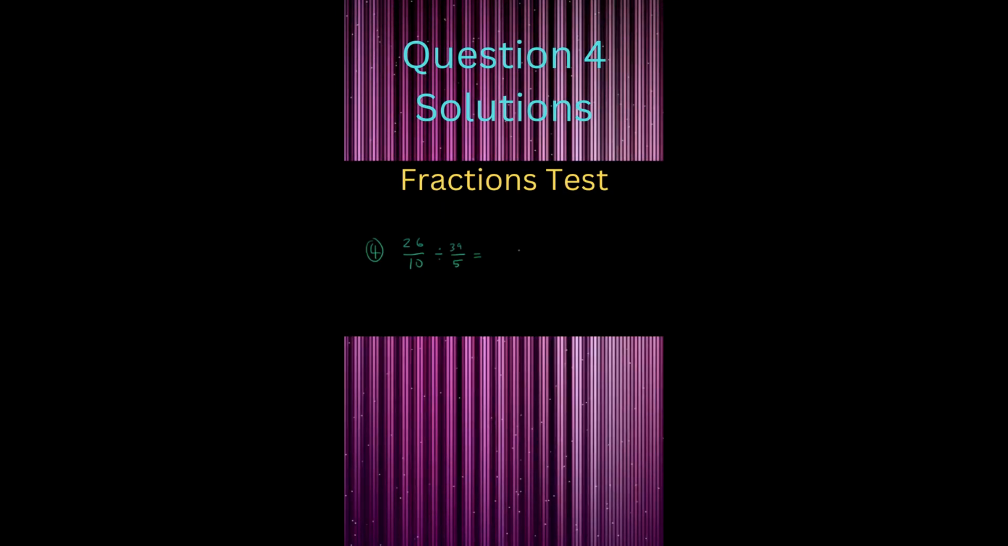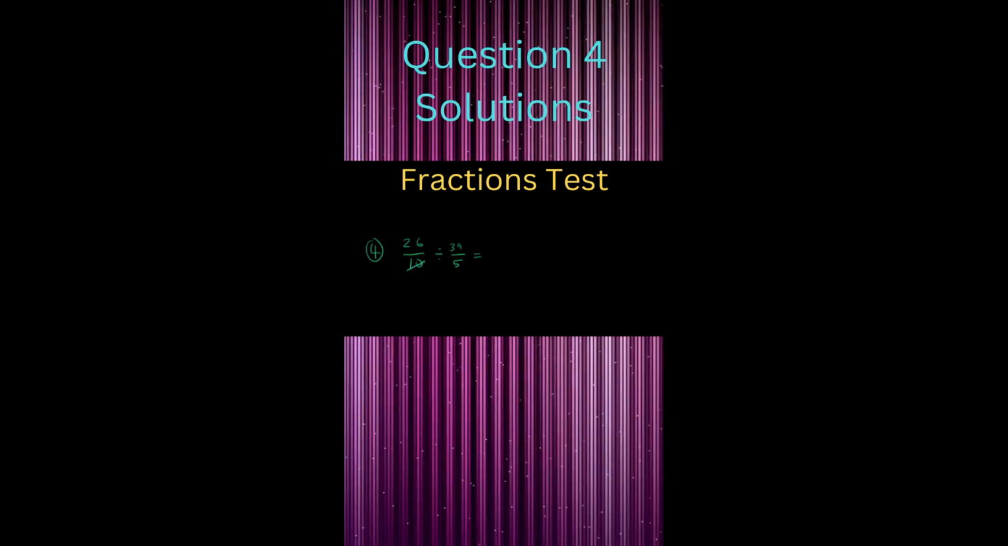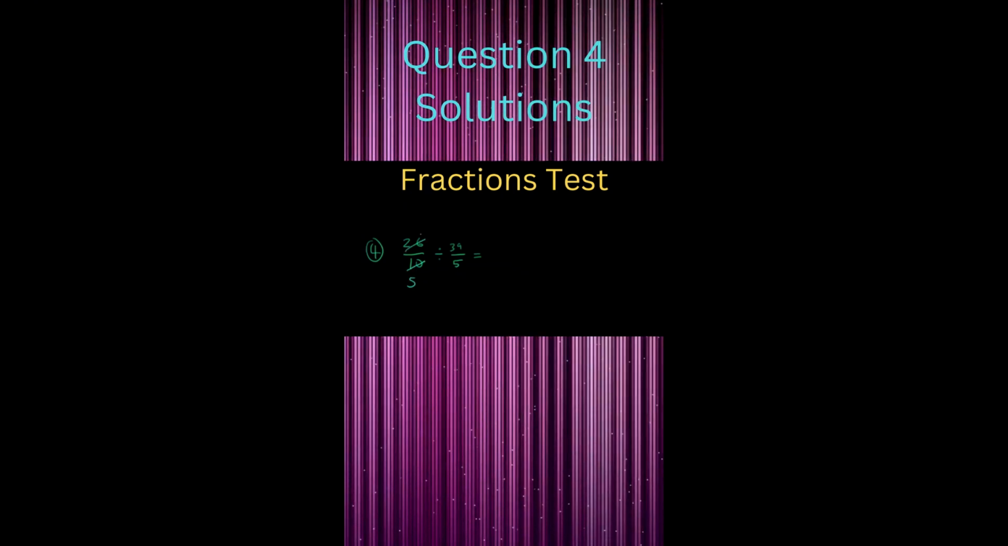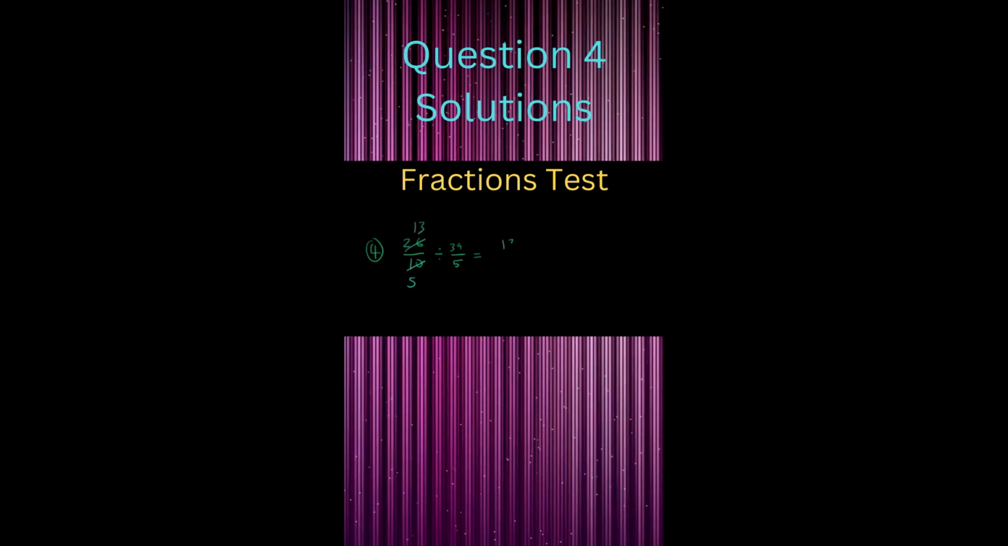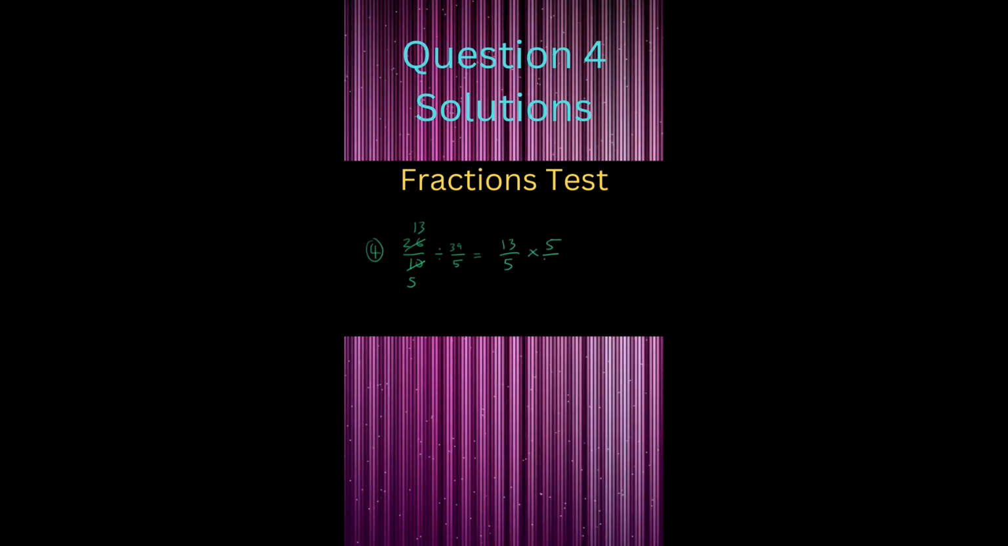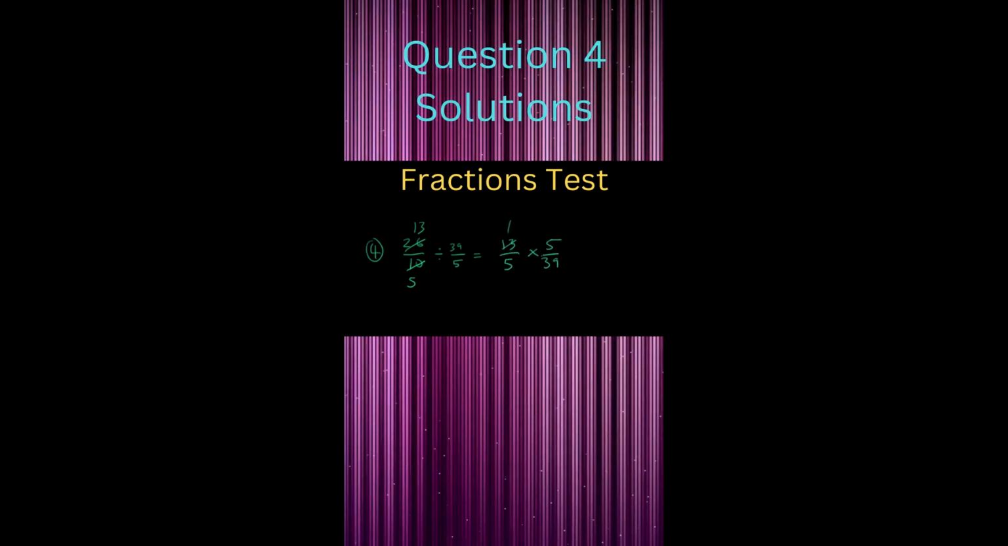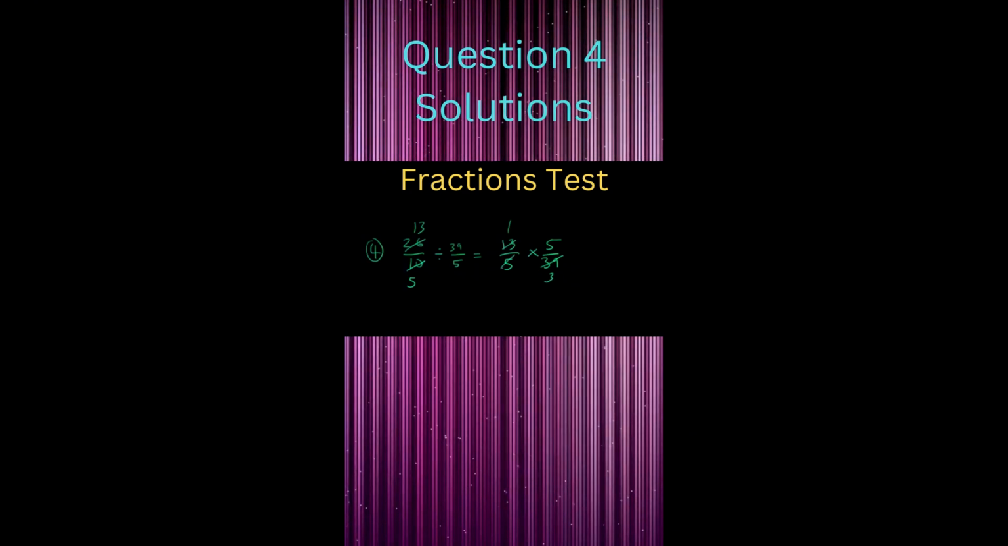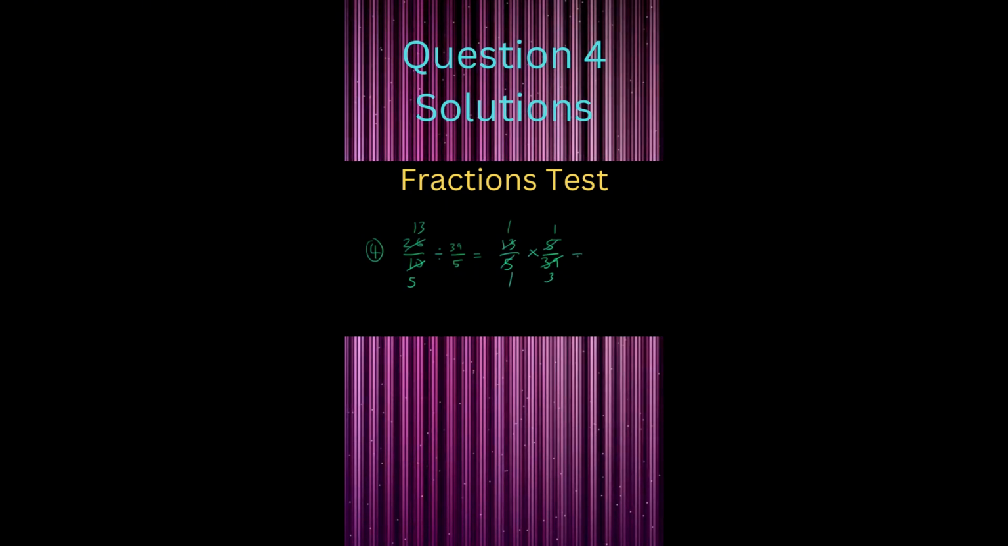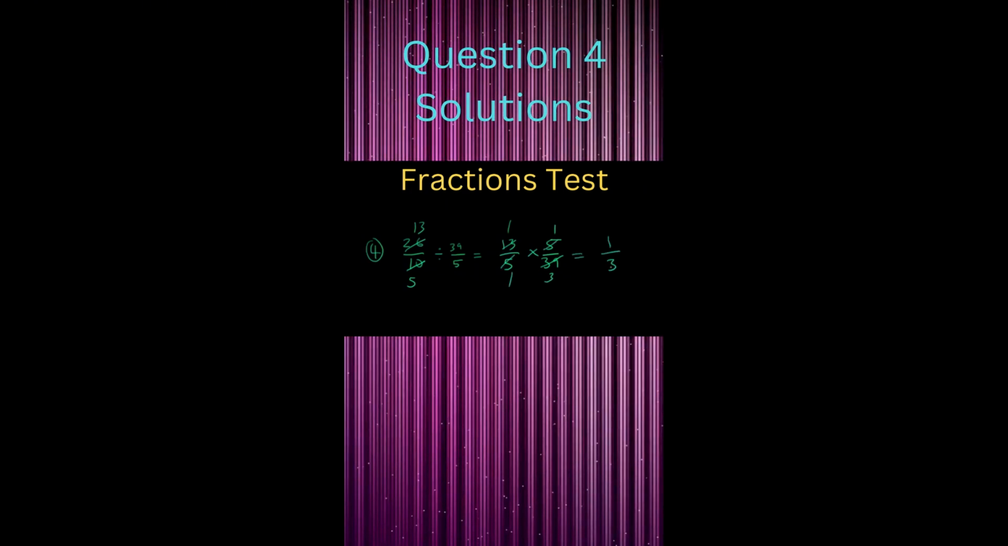Welcome to Fractions Test Question 4. For this question here, we're going to start off by slightly reducing this first fraction, then we're going to rewrite it and flip the second fraction. Then we can do some cross-reducing. And we get a final answer of 1/3.